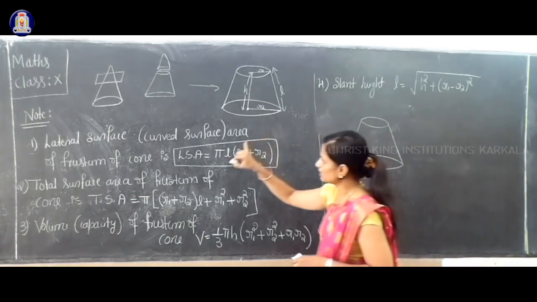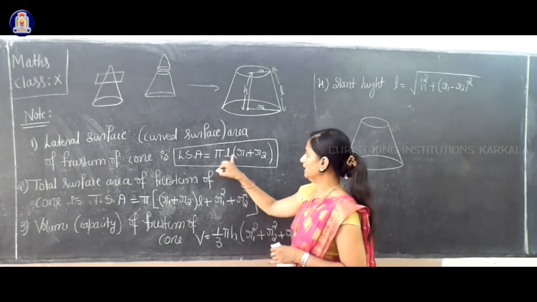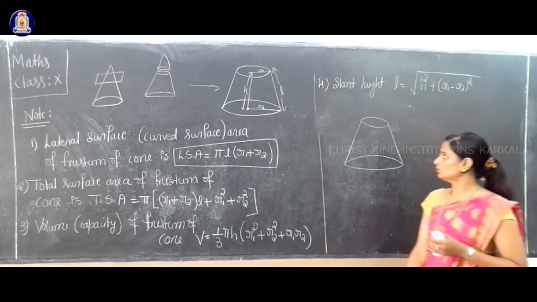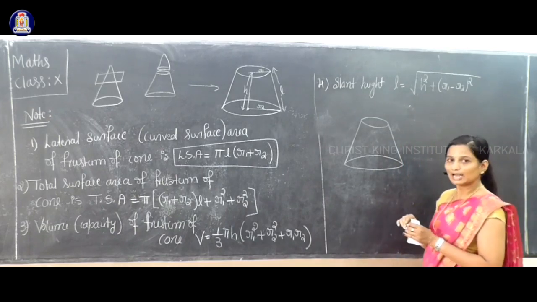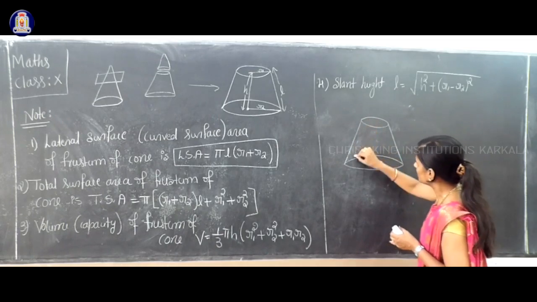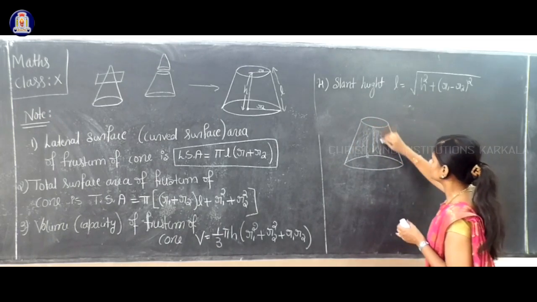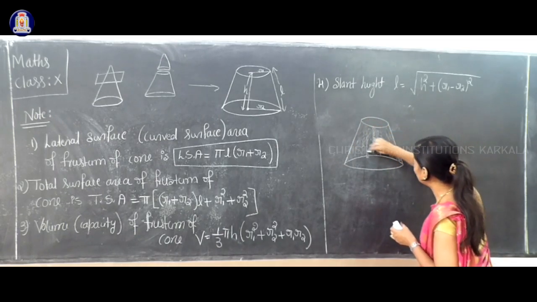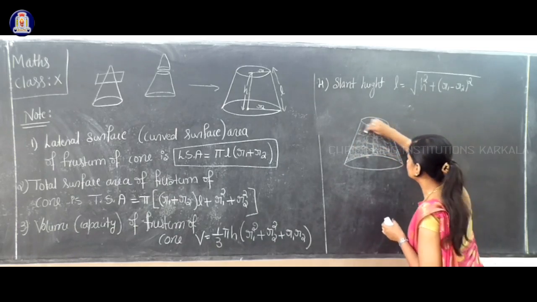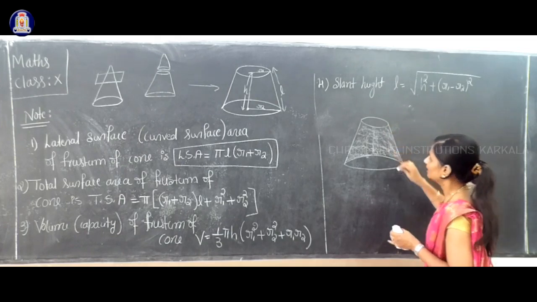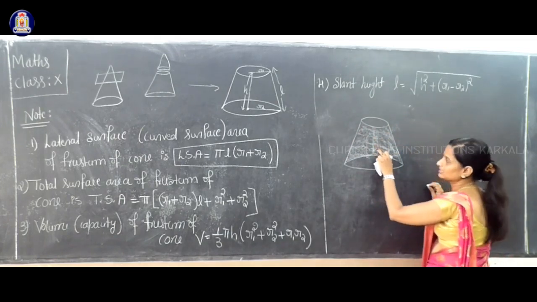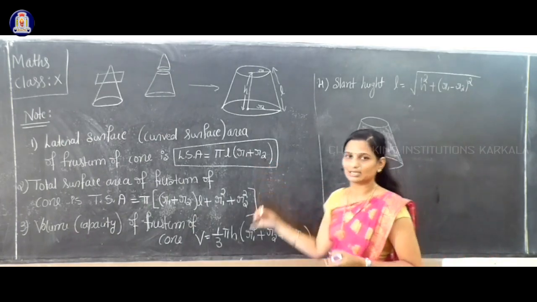Lateral surface area formula is pi L R1 plus R2, right? So what is that lateral surface area? Lateral surface area means the area of this region. It means the area of only this part. This is the lateral surface area. So if you find the area of this shaded region, that gives the lateral surface area.